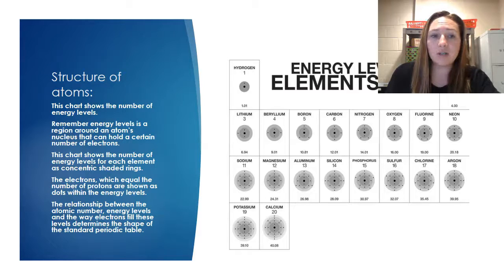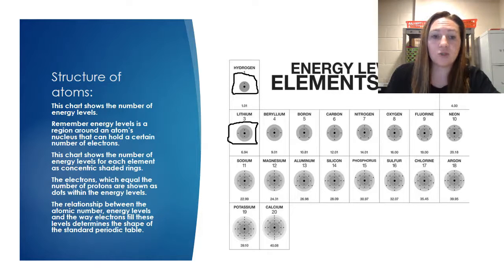Remember that energy levels are the regions around an atom's nucleus that can hold a certain number of electrons. This chart shows the number of energy levels for each element as concentric shaded rings. So for hydrogen here, it's shaded. The nucleus is in the middle, that's the big black dot, and then the electrons are in the first energy level. As you make your way down, you see more shaded rings.